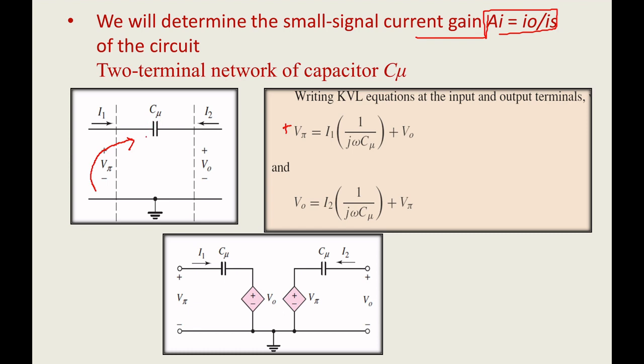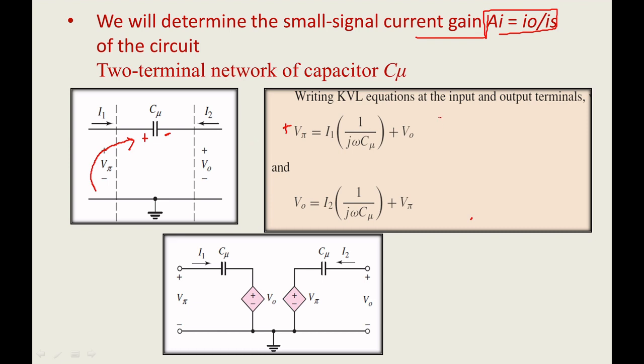So that is I1 divided by j omega c mu. That is the part coming across this C mu in the clockwise direction, right? The current across this C mu is I1 into the reactance j omega c mu, plus entering at a plus, leaving at a minus. Please understand, I am applying KVL by considering the leaving symbol, okay? I am taking the leaving symbol with that.